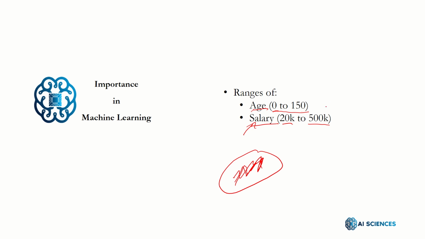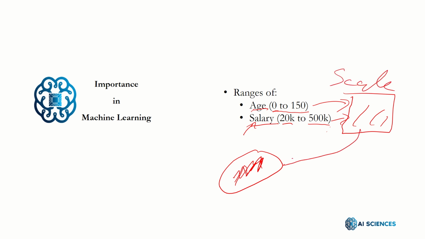So what you would do is introduce a black box. You will send all the features over here. It will scale them and then return the equalized features to the model, and then the model will be able to learn in a better way.